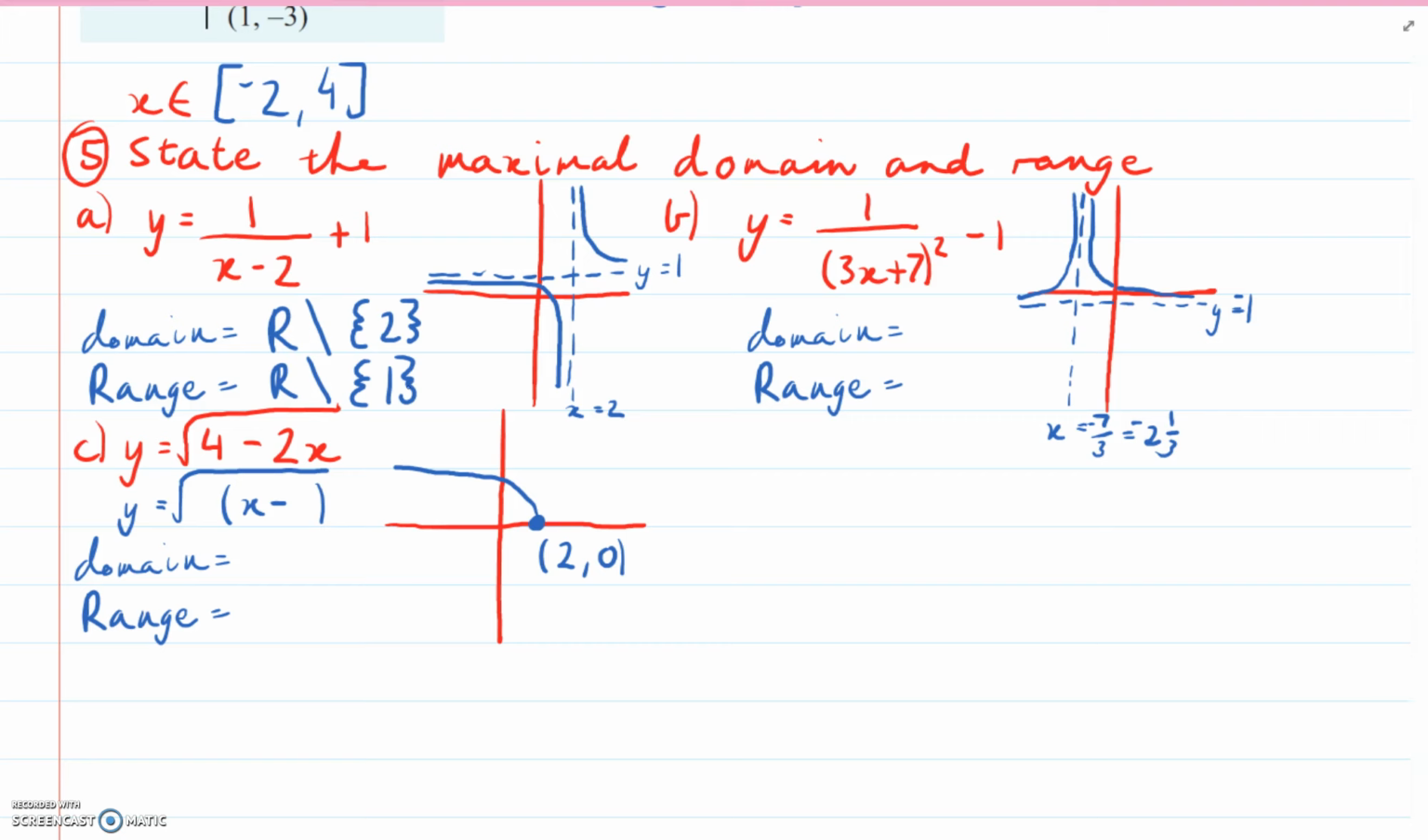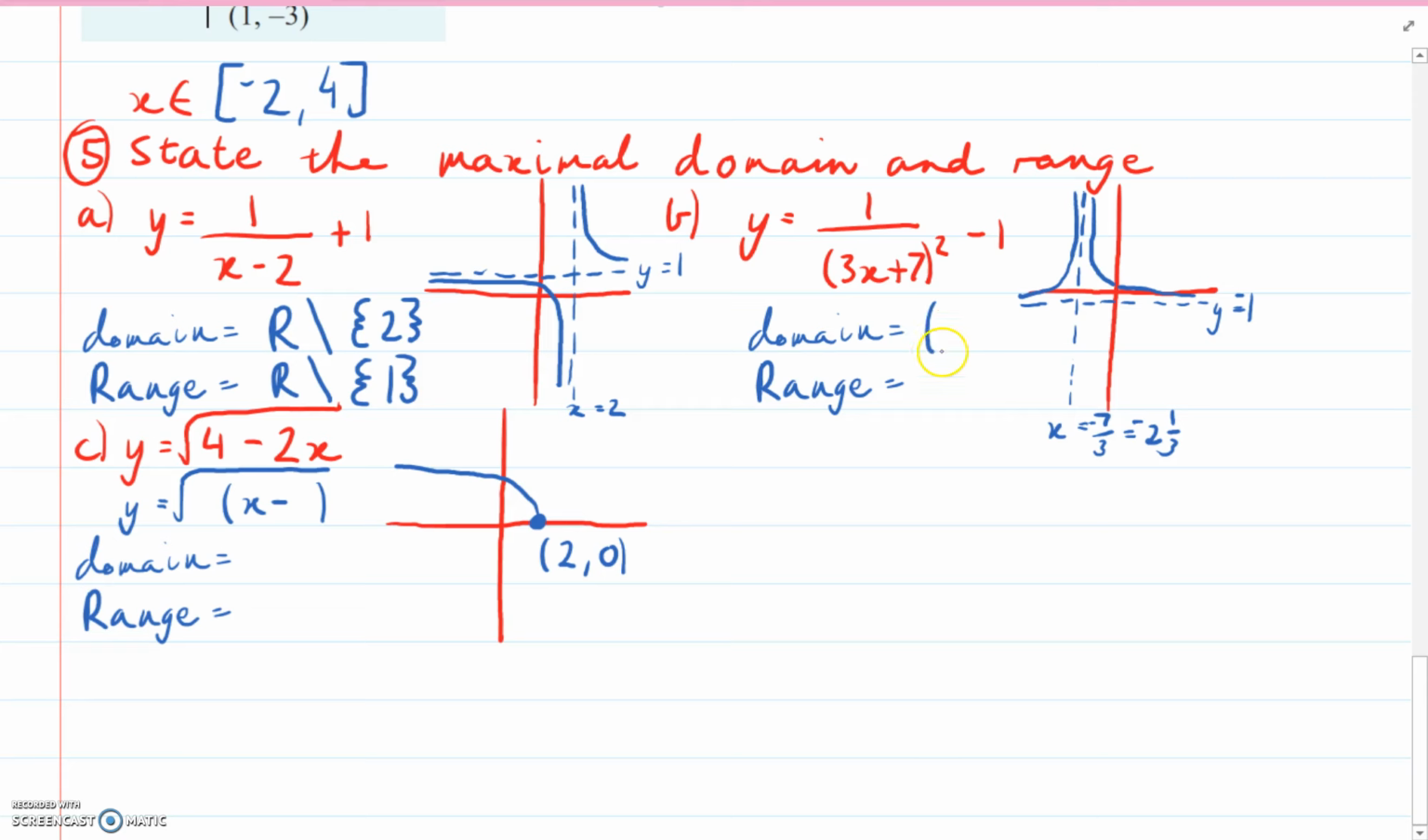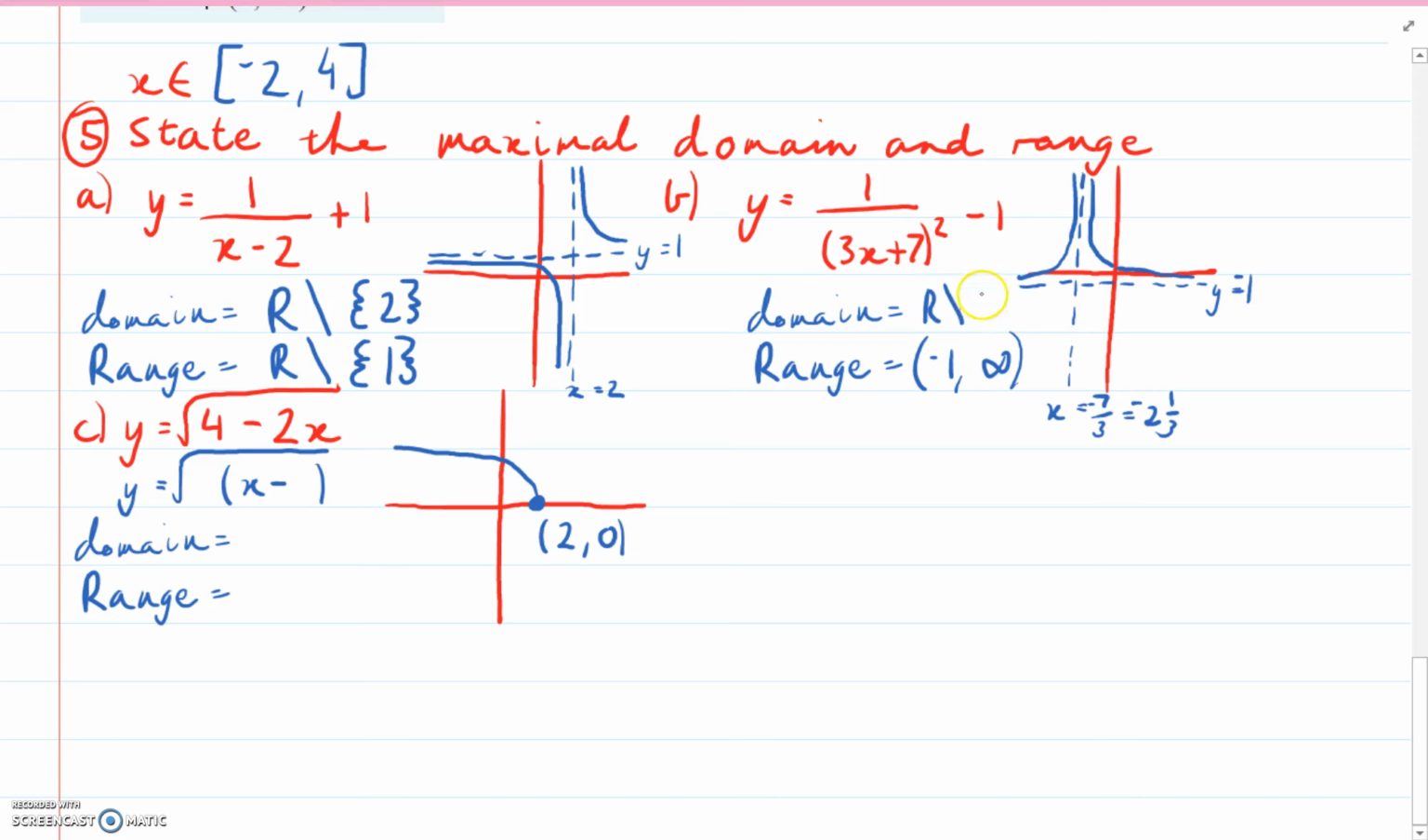Same thing here, domain is going to be, this one's a little different actually. We could write this as curved bracket negative 1 to oh no, that's not right, wrong one. The range is curved bracket negative 1 to infinity, because we're going from that asymptote of negative 1, but not including it, up forever. And the domain would be, same as we've been doing, R, not including negative 7 over 3.